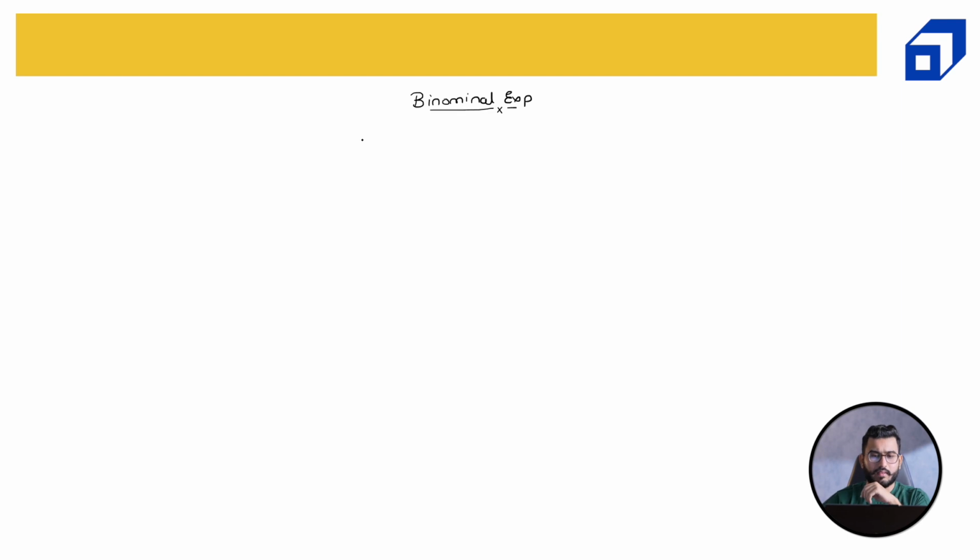So when the Bernoulli experiment is performed for n times, we get a binomial experiment. This is my binomial experiment. Let's take one example. Let's say I'm having a bag and we will try to understand the binomial experiment.